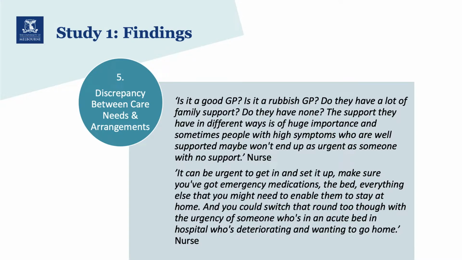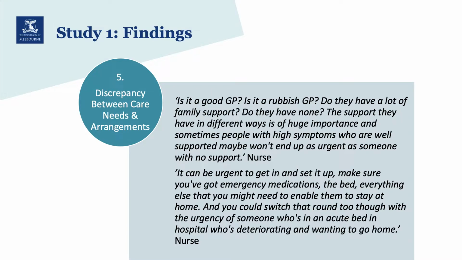So a nurse here saying, is it a good GP or is it a rubbish GP? Do they have a lot of support, family support, or do they have none? The support they have in different ways is of huge importance, and sometimes people with high symptoms who are well supported maybe won't end up as urgent as someone with no support. And another nurse saying it can be urgent to get in and set it up, make sure you've got emergency medications, the bed, everything else you might need to enable them to stay at home. And you could switch that around too with the urgency of someone who's in an acute bed in hospital who's deteriorating and wanting to go home.